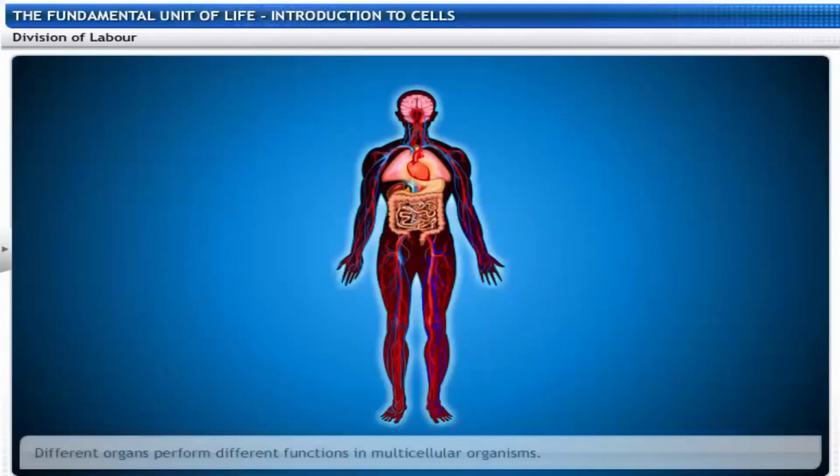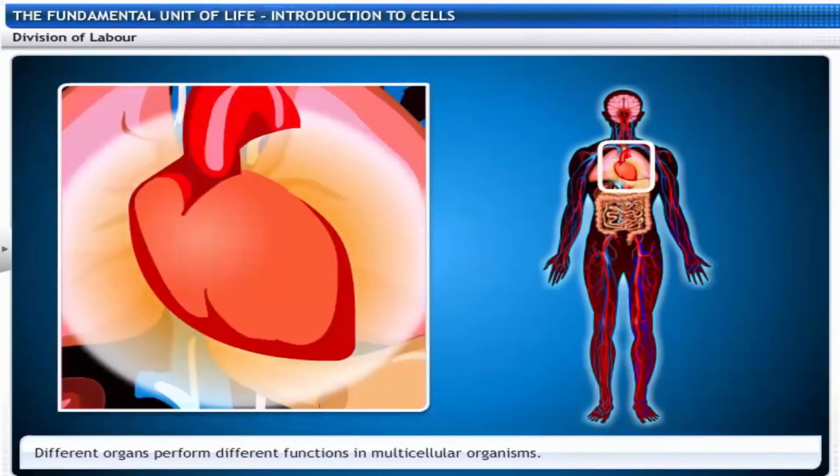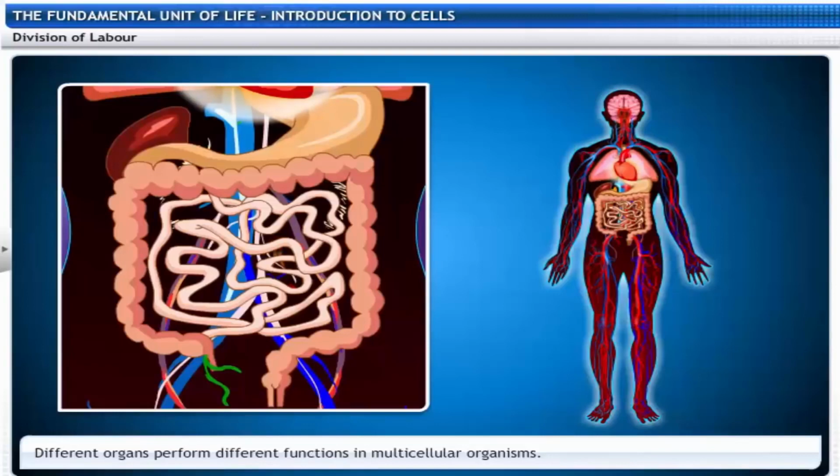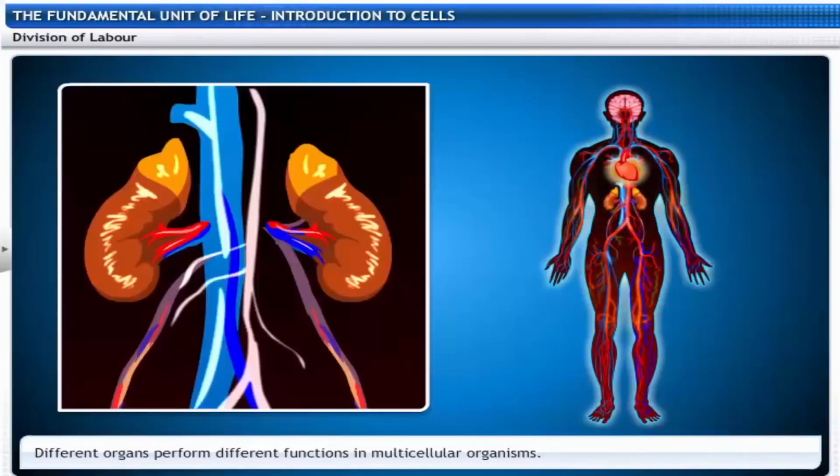On the other hand, different organs perform different functions in multicellular organisms. For example, the human body has a heart to pump blood, a stomach to digest food, and kidneys to excrete waste.